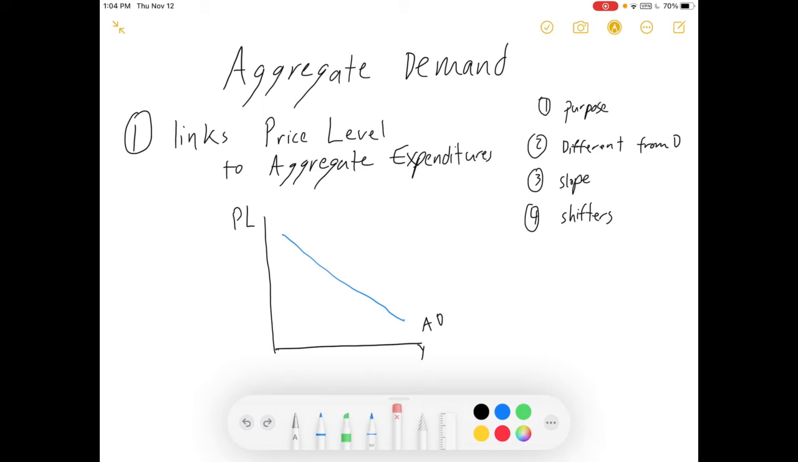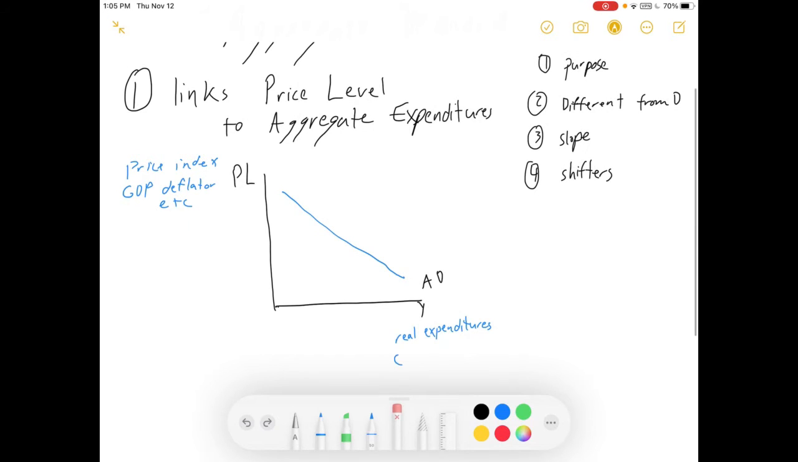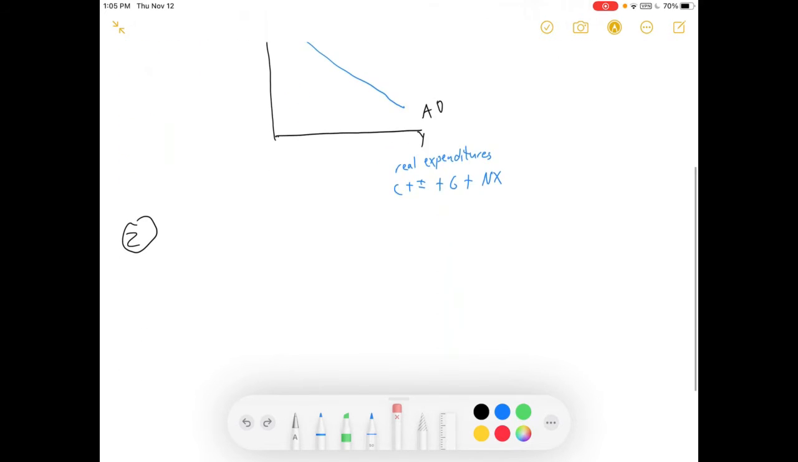Let's start with measurement. The price level can be a price index, or the GDP deflator, or whatever other measure of aggregate prices you may want. And Y is real expenditures, which is C plus I plus G plus net exports. That Y looks kind of like a plus or minus sign, but that's an I, okay? Anyway, part two, how is this different from regular demand?